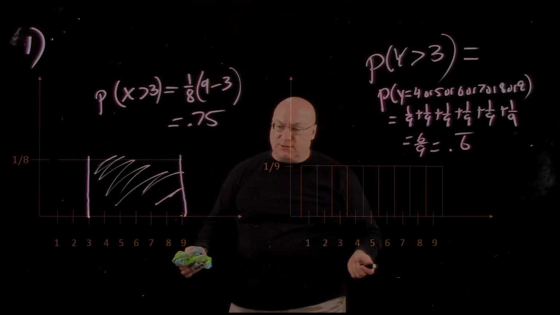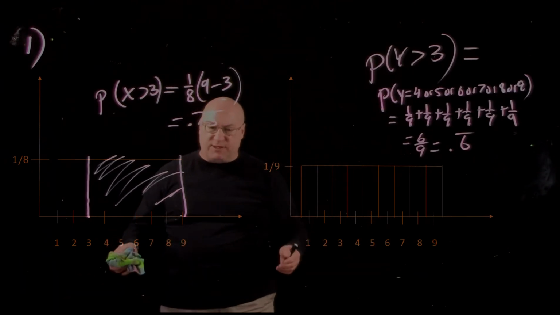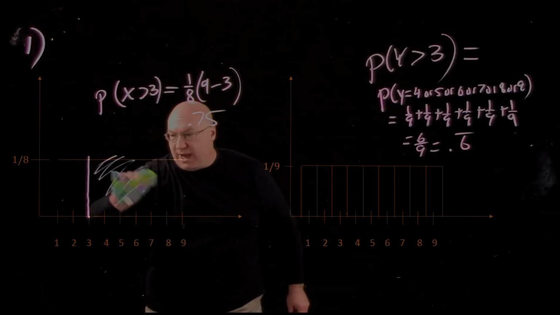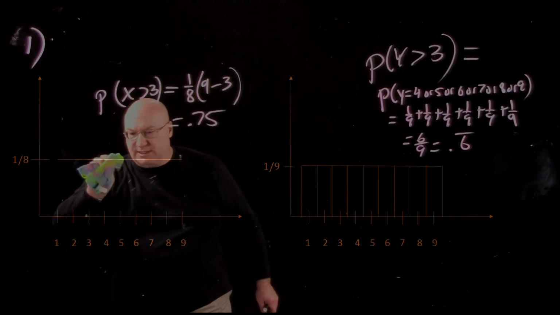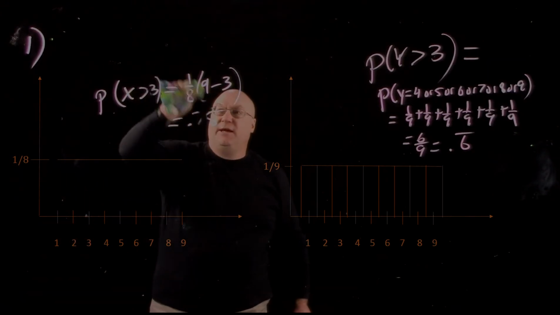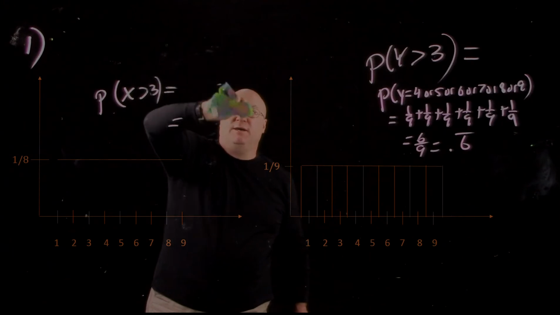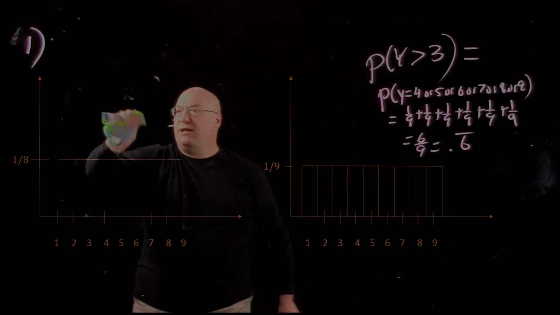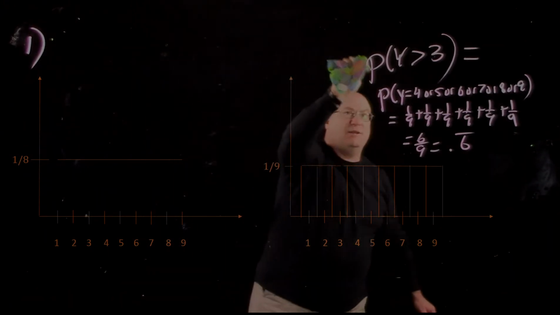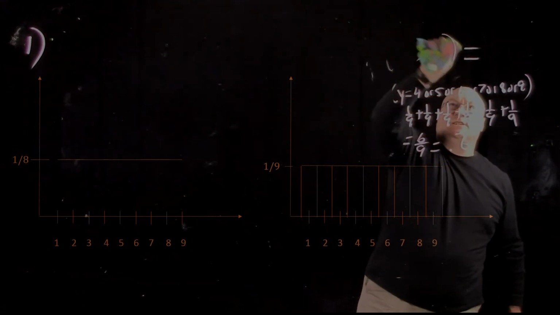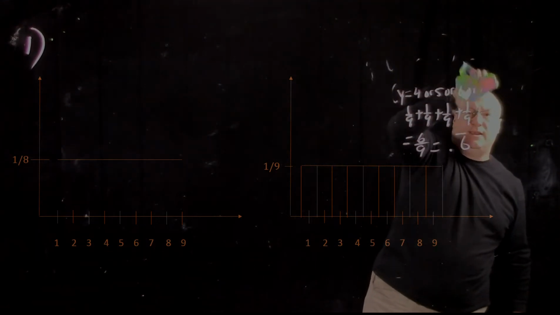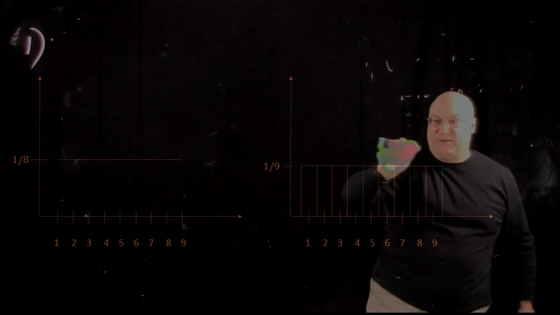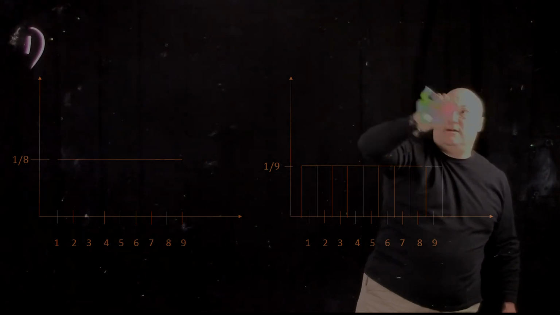Very different answers, right? Even though the random variables seem like they might be the same, they're not. They seem similar. They take on values from 1 to 9, but one's continuous, one's discrete, and we get very different answers for probabilities. And that's the way it's going to be all the way down the line here. That's really what I want to emphasize on each of these.